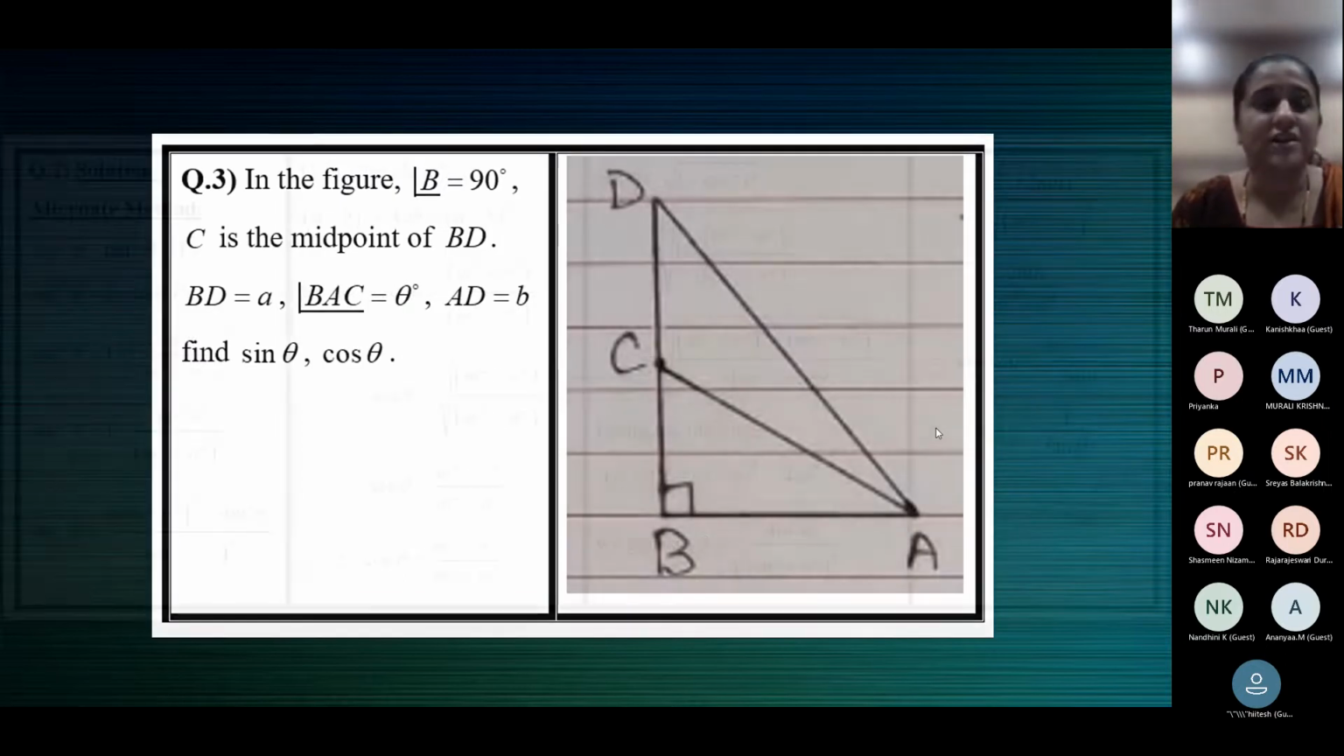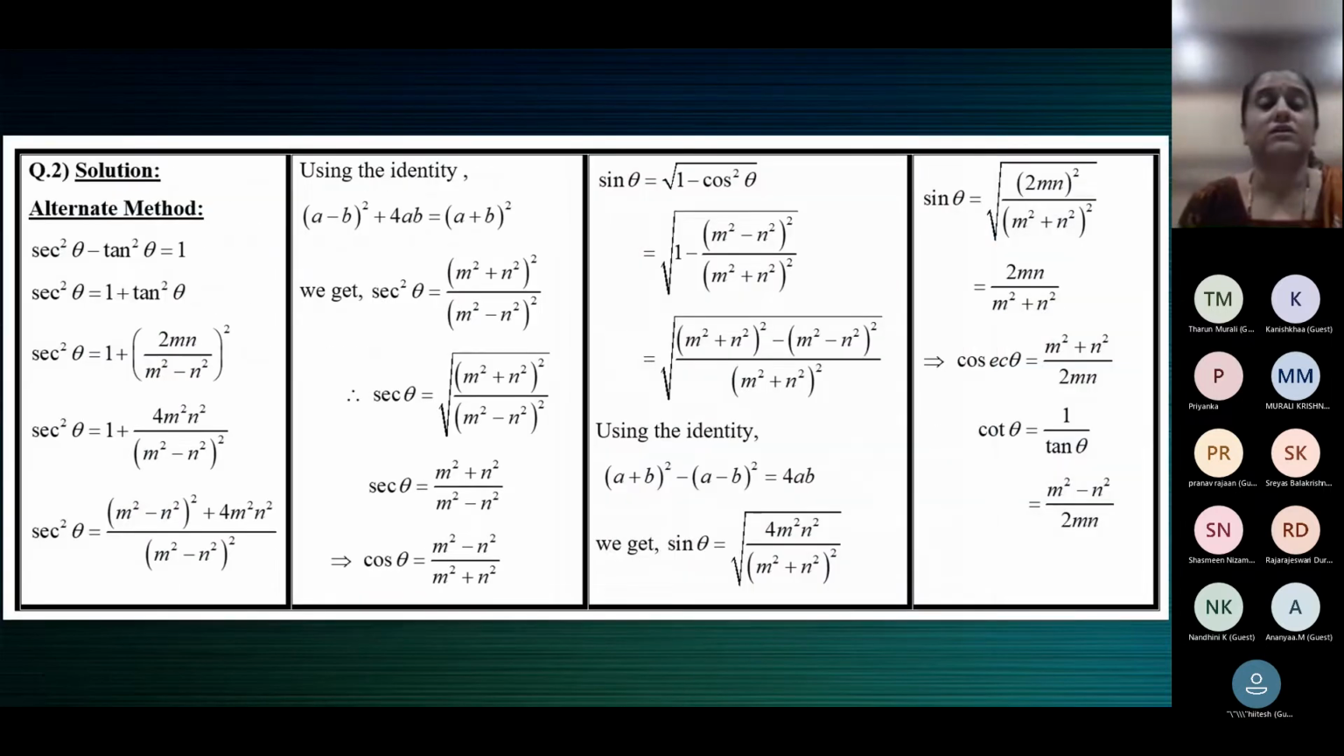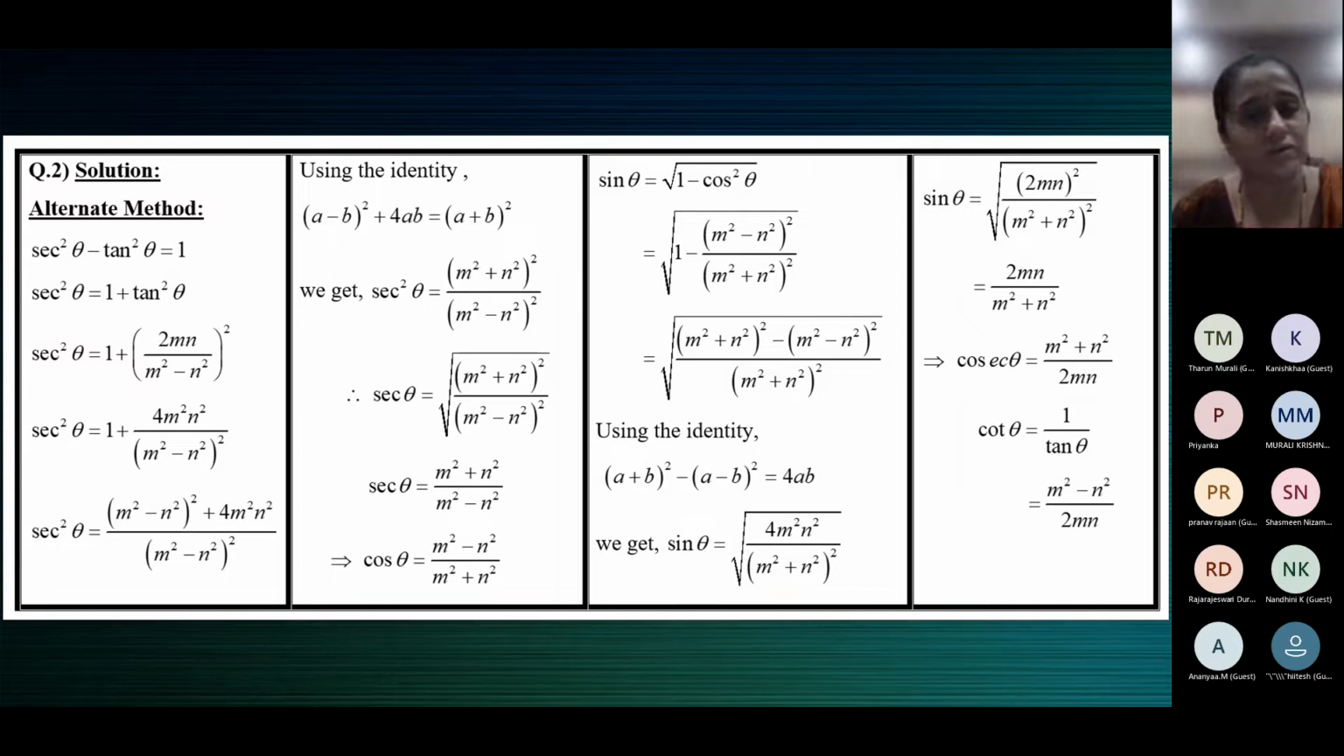So I was telling you that the alternate method to find the other t ratios is by using the trigonometric identities. So we have three identities. Which one to use first? Since we're given the value of tan theta, we will use an identity that has tan theta in it. So obviously secant square theta minus tan square theta is equal to 1 is the identity.